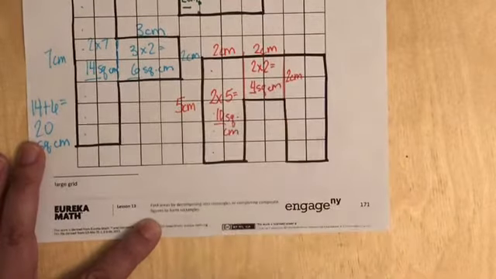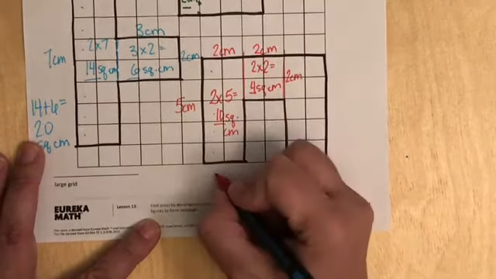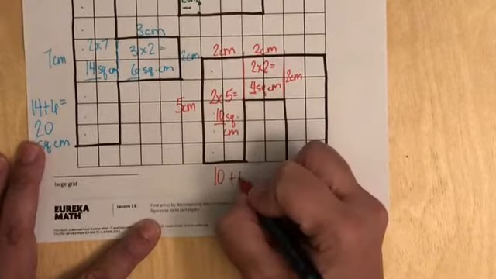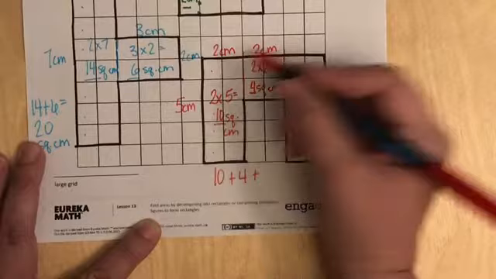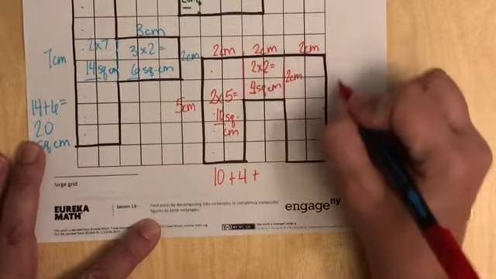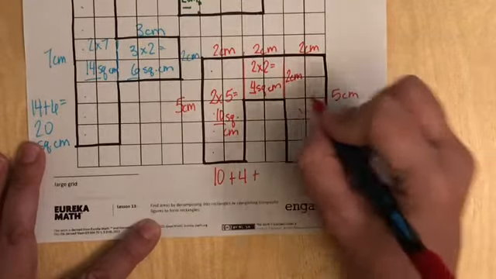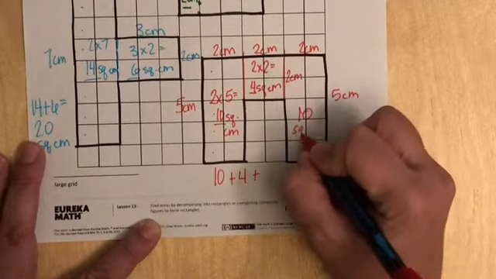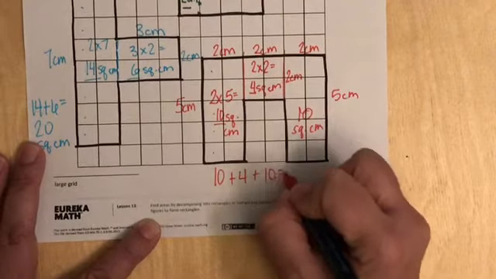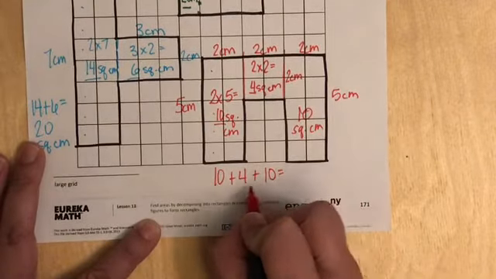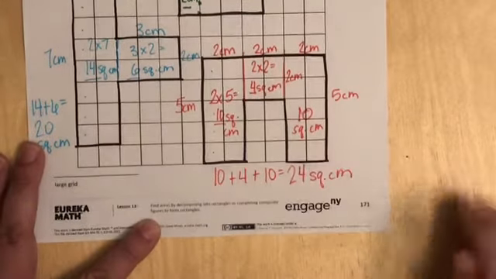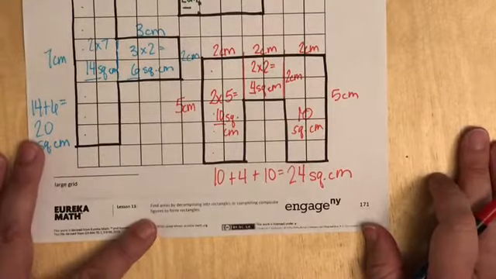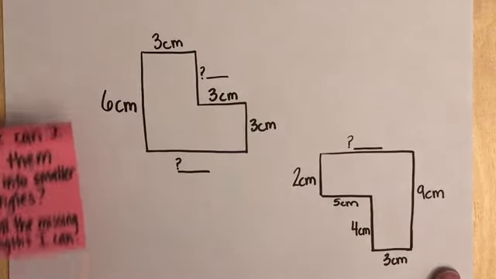So just so that my information isn't getting lost, I'm going to start writing it down. So I have 10 plus 4 plus the area of this. Now I know that this equals this, so it's just going to be the same information again. It will also be 10 square centimeters. So 10 plus 10 is 20, plus 4 is 24 square centimeters. How did you guys do? Go ahead and use the back to start.